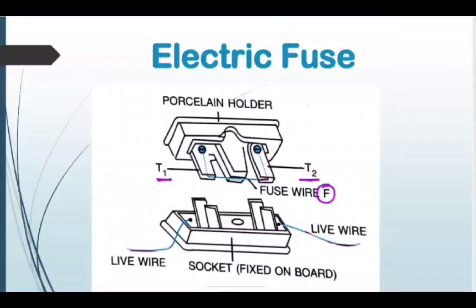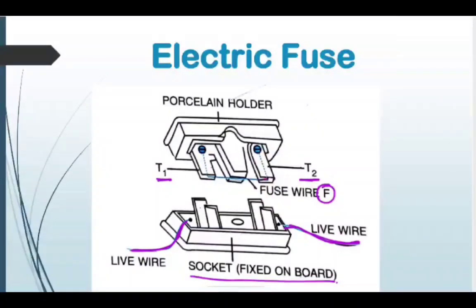This is in the socket in your switchboards, in your main switchboard. There is this socket which is fixed on the board, and there are live wires which are connected out here. And this socket fits right into these sockets, so that it can protect our house from short circuit. So basically the electric fuse is a device which is used to limit the current in an electric circuit.